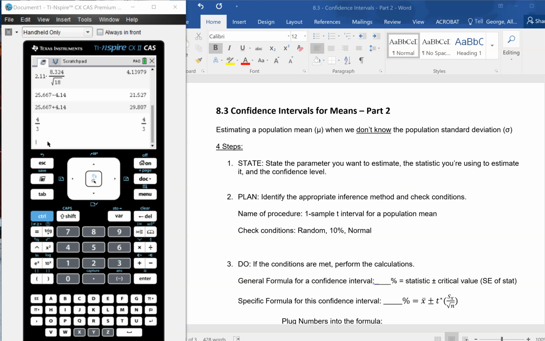This video is for the second part of confidence intervals for means. So we're just going to run through a couple of examples and talk through the state, plan, do, and conclude steps. It's real similar to what we did with proportions. It's just a couple of slightly different formulas and a little different conclusion.